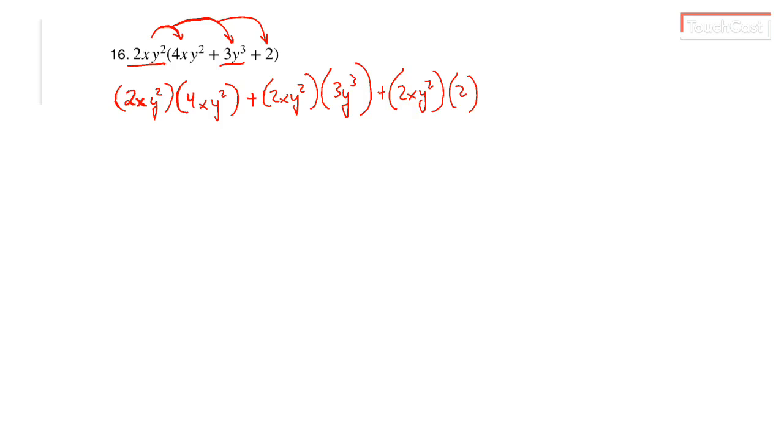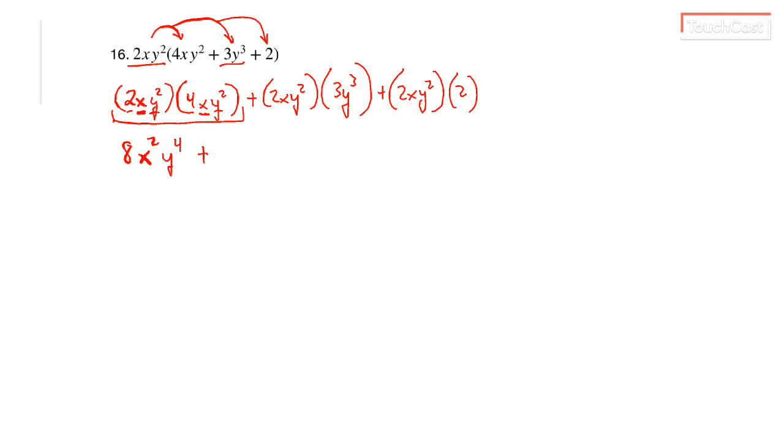So we'll look at the first part here. We can look at each piece of this individually. So we can look at the coefficient, which is in this case 2 and 4. So 2 times 4 is 8. Now we look at the x's. X times x is x squared. Now look at the y's. Y squared times y squared is y to the fourth, because we add the exponents. So now we've finished that first term there.